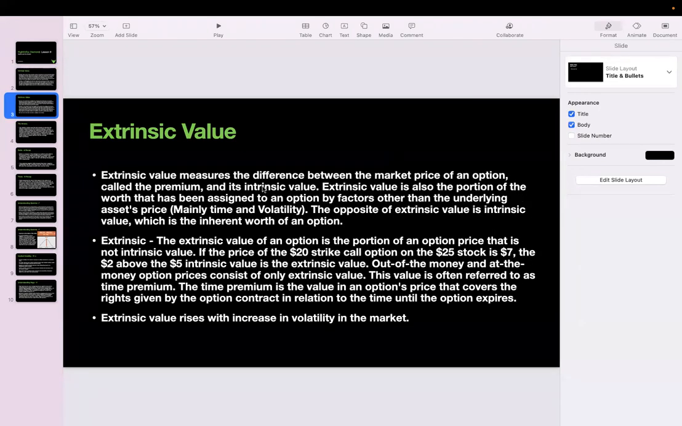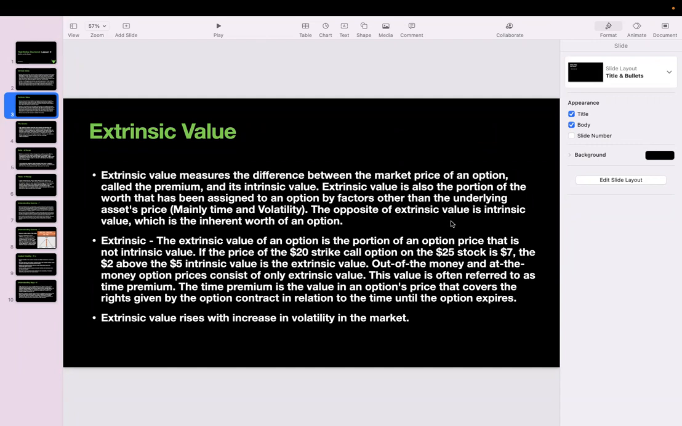And then I'm going to cover intrinsic value. Intrinsic value measures the difference between the market price of an option, called the premium, and its intrinsic value. Extrinsic value is the portion of the worth that has been assigned to an option by factors other than the underlying asset's price, right? So the option has a price because there is time until expiration, or because of volatility, which we'll also cover more towards the end.